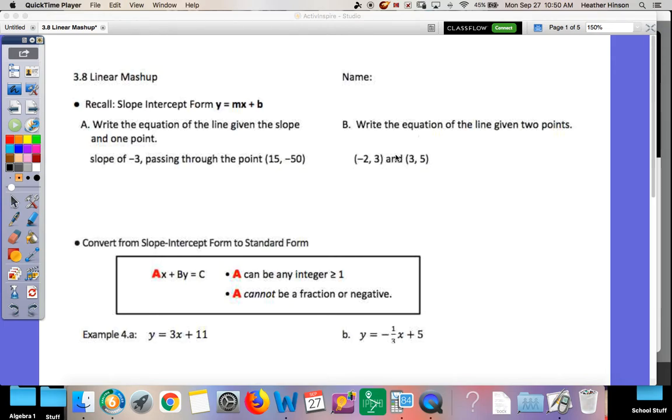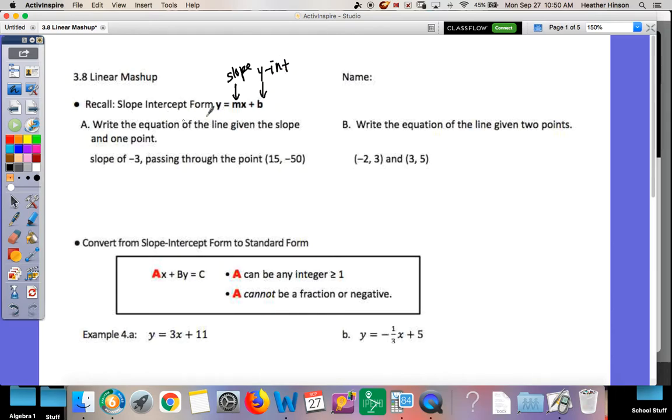Okay, we are going to look at just a lot of extra linear stuff that really didn't fit into any particular lesson. So this is just going to be a whole mashup of stuff that's left over. So let's recall slope-intercept form first. We have y equals mx plus b. M is our slope, and b is our y-intercept.